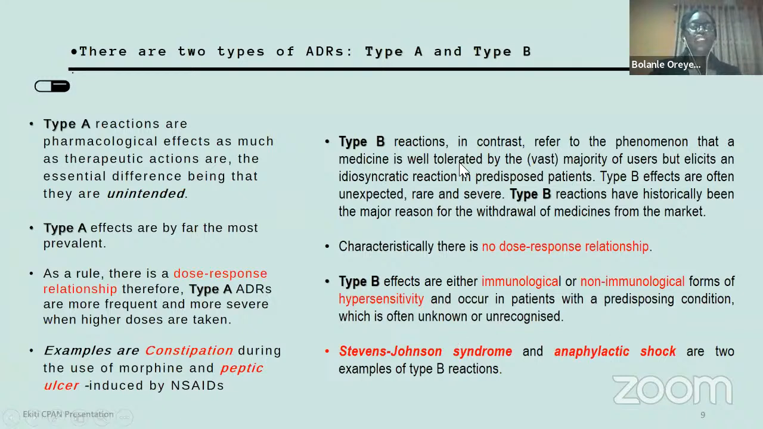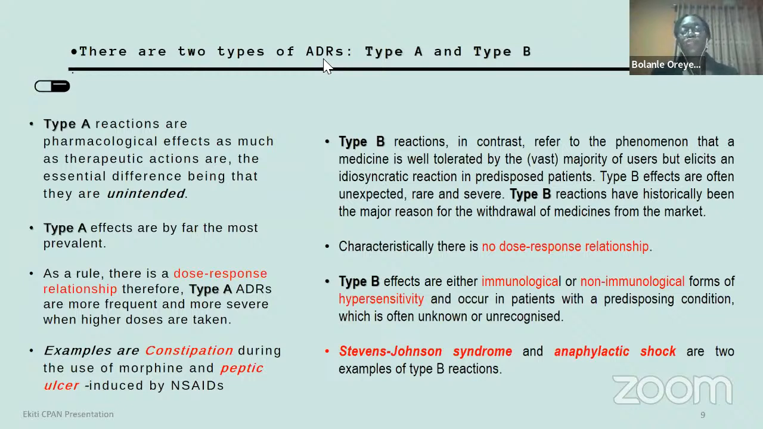We have divided our ADRs into the type A and the type B reactions. Type A reactions are pharmacological effects as much as therapeutic actions are. The essential difference being that they are unintended. In type A, the effects are by far most prevalent. As a rule, there is a dose response relationship. Therefore, type A ADRs are more frequent and more severe when higher doses are taken. Examples are seen in constipation during the use of morphine and peptic ulcer induced by NSAIDs.